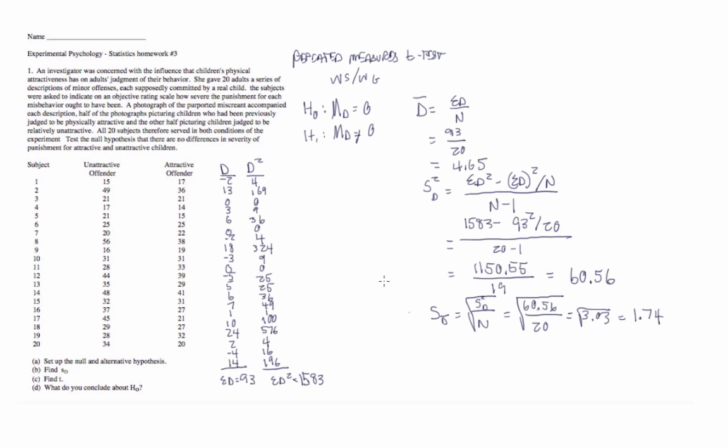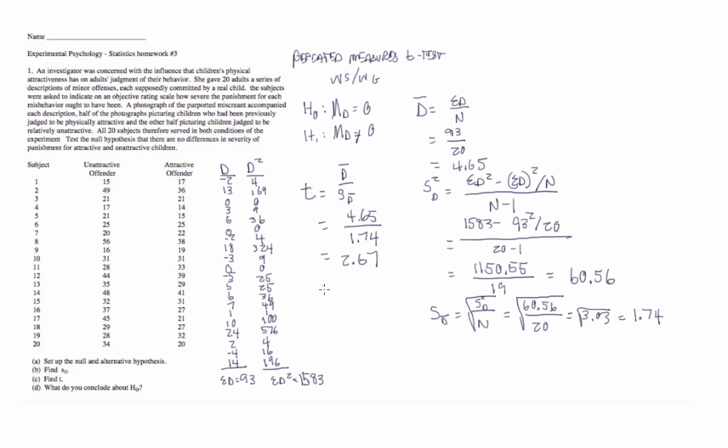Okay, the last thing that we need to get is our t, which we can put up over here. This is our t obtained, and that's equal to our mean difference over our standard error. So mean difference is 4.65 over our standard error, which is 1.74. And our answer comes out to be 2.67.